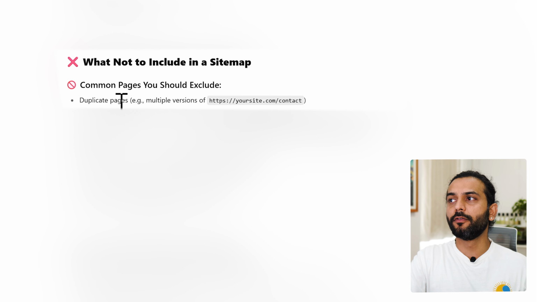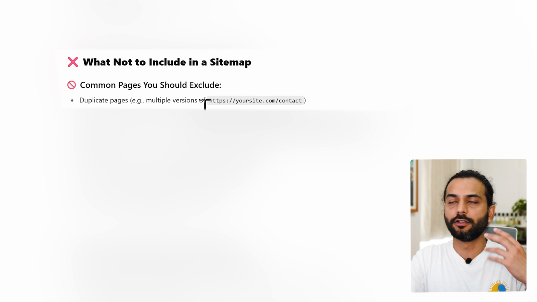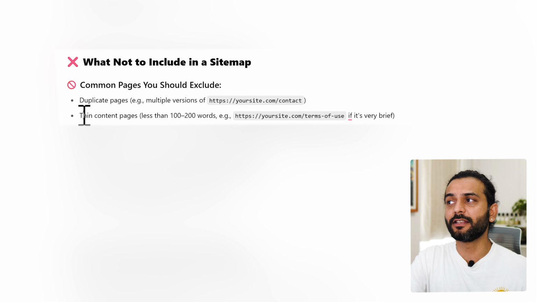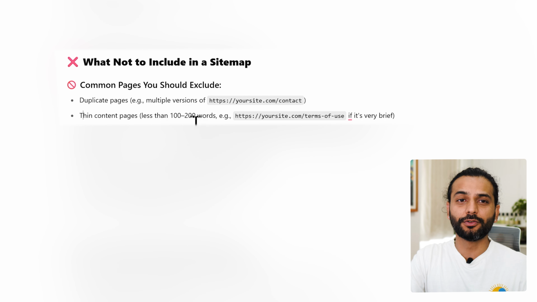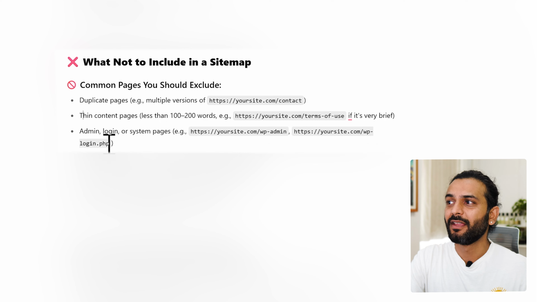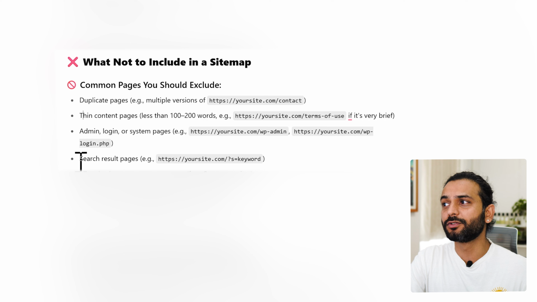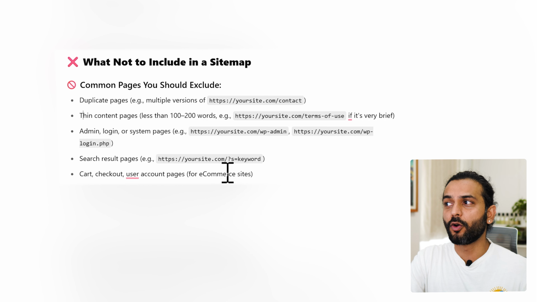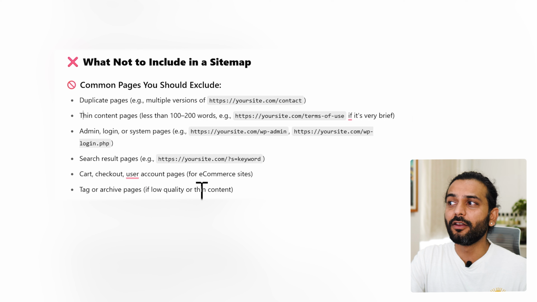Common pages you should exclude will be duplicate pages, for example, multiple versions of the same page. Thin content pages, so pages which have less than 100-200 words. Please do not add those pages in the sitemap. Admin pages, login pages or system pages of your website, do not add those things. Search result pages, do not add those. Cart pages, checkout pages, user account pages for an e-commerce website, do not add those things. Tag or archive pages, if they are low quality or thin content, if you're not targeting those pages to be indexed, please do not add those things.